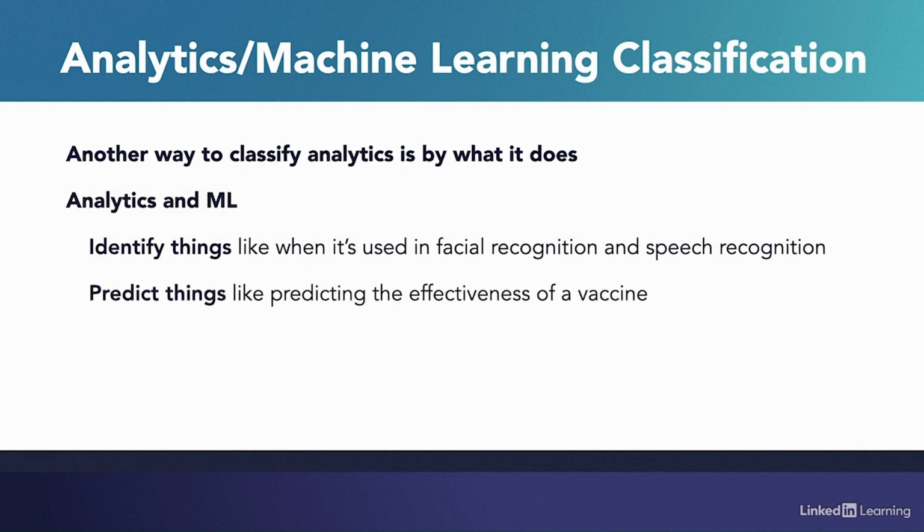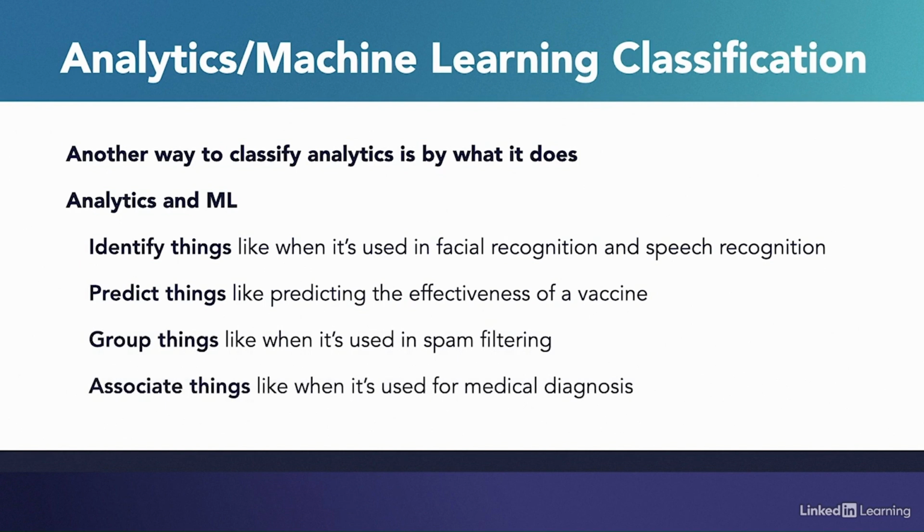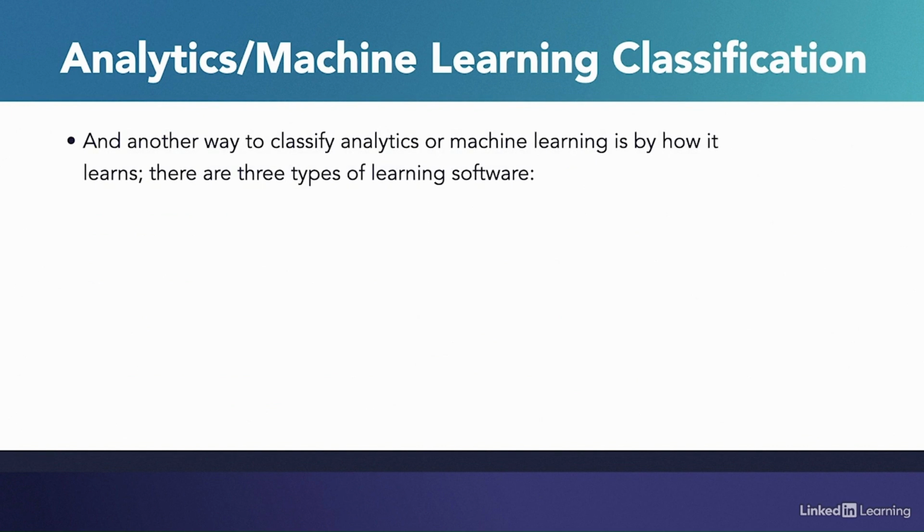They predict things, like predicting the effectiveness of a vaccine. They group things together, like when used in spam filtering, and they associate things, like when used for medical diagnoses. And yet another way to classify analytics, or in particular machine learning, is by how it learns. There's three types of learning software.